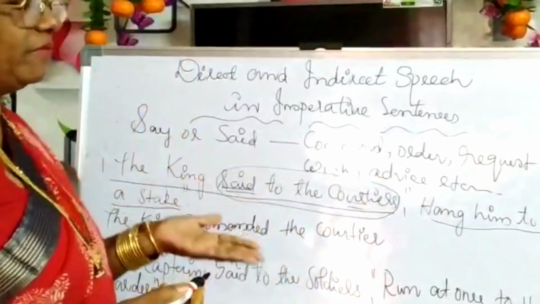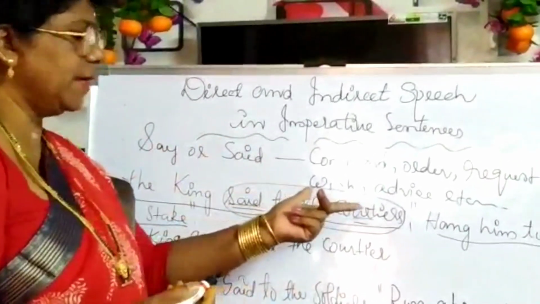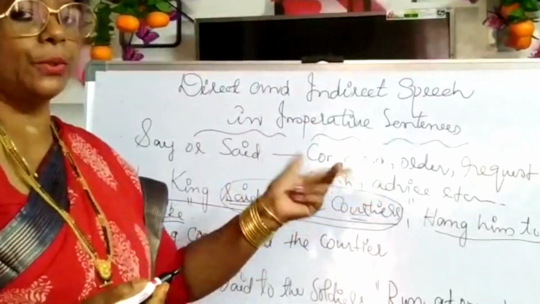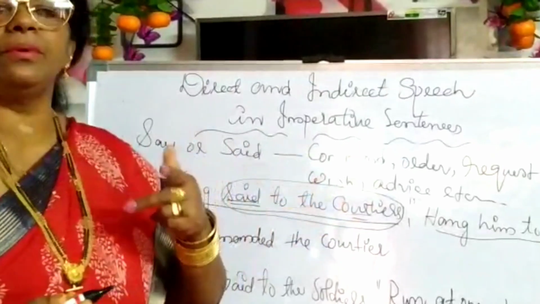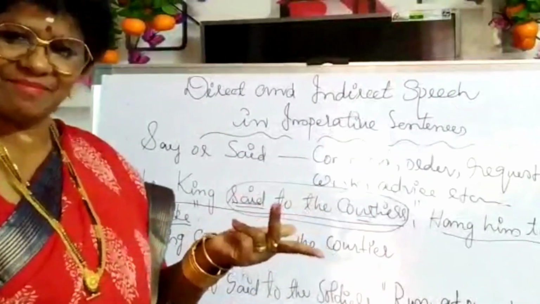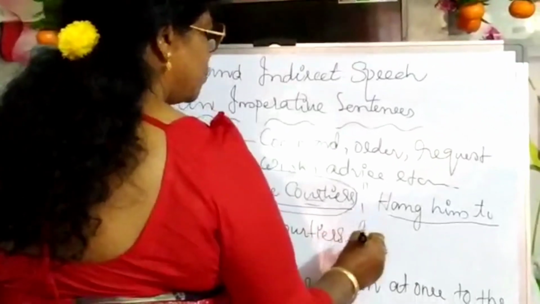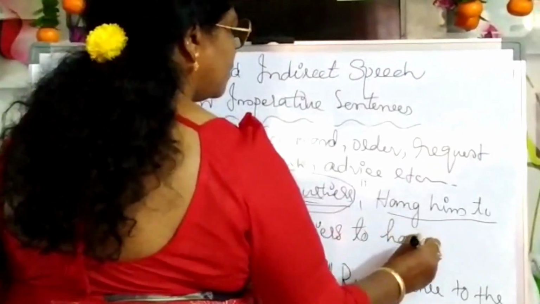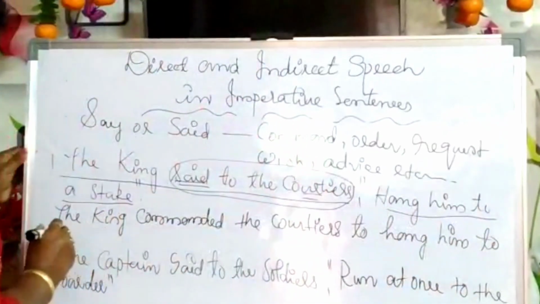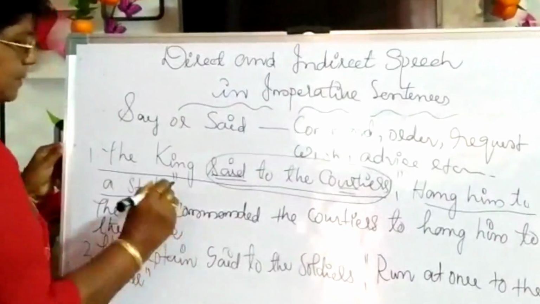While removing the comma and inverted commas in an assertive sentence, we used "that" as a conjunction. Here, for joining the reporting speech to the direct speech, we use "to" as an infinitive. It's very interesting, no? Follow me. To as an infinitive. The king commanded the courtiers to hang him to the stake.